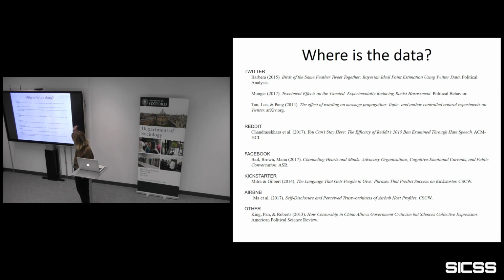Pablo Barberá, who we'll hear from later, has a paper called "Birds of a Feather Tweet Together," just looking at the network structure of Twitter and trying to predict the ideology of political leaders, and then comparing that to what they actually say. Munger, with this great title, "Tweetment Effects on the Tweeted: Experimentally Reducing Racist Harassment," was looking, similarly on Twitter, at whether you could use bots to censor people who were harassing others.